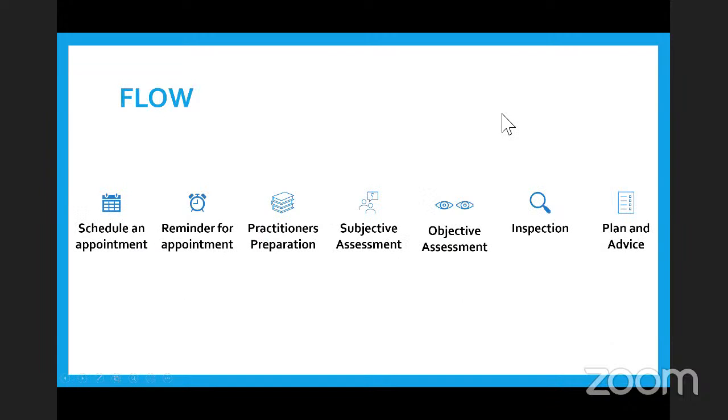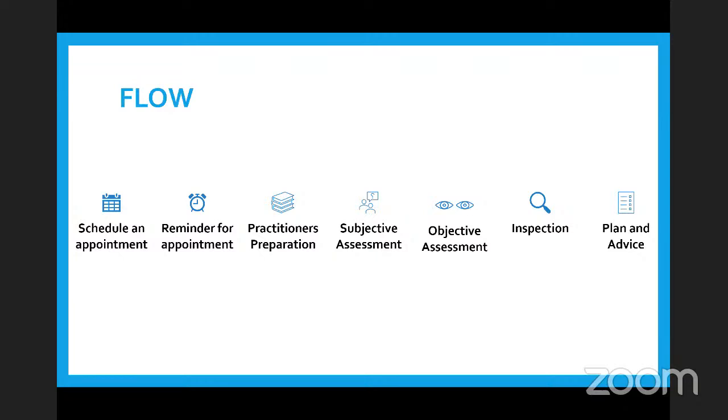What is the flow? I have come up with this flow, and I have taken ideas from various resources, where these are the steps we should follow. The first one would be scheduling an appointment and setting a reminder for the appointment. Then you have a step of practitioner's preparation. The patient walks in, then you do a subjective and an objective assessment, followed by lens inspection. And lastly, you would come up with your plan and advice.